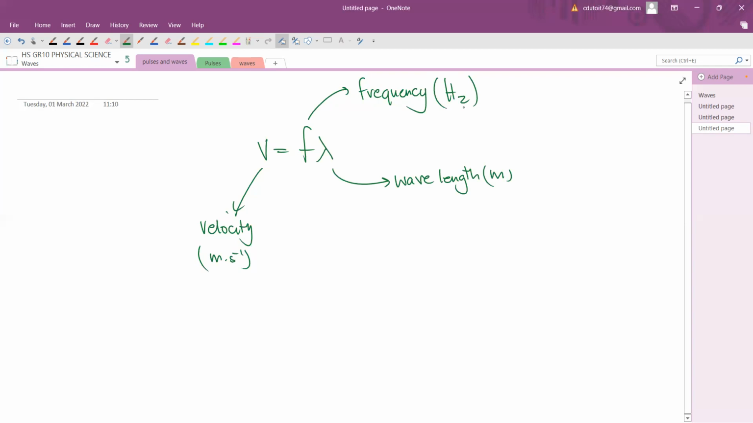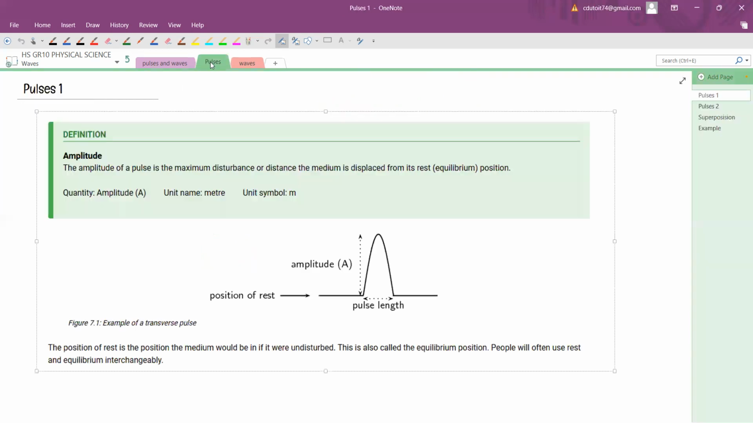Now, wavelength is in meters and frequency is in hertz. Okay, so write that down. And you need to have a paper with those 3 equations in front of you. We're going to use them soon. Tell me when I can start. Okay. We're just going to do a little bit of theory on pulses.